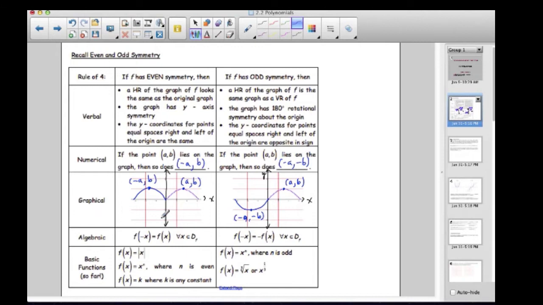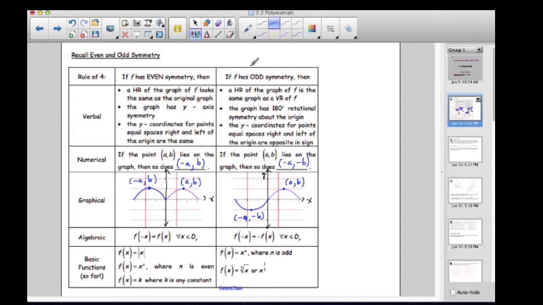Okay, so graphically we can see that this has a mirror image. This graph is a mirror image through the y-axis, and if we were to put our point here and rotate at the origin 180 degrees, the graph would look the same. So again, the algebraic definitions and just some of the basic functions that we've seen so far with even symmetry are the absolute value of x, power functions of x to an even exponent, and a constant function.